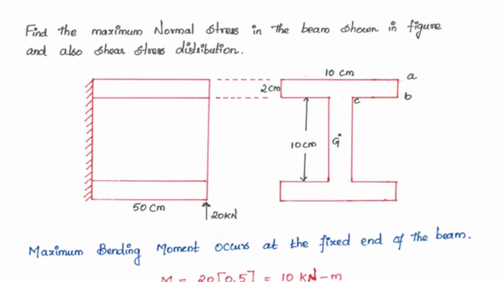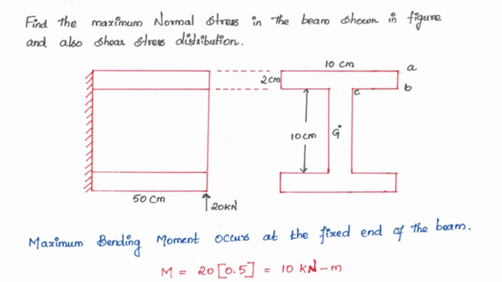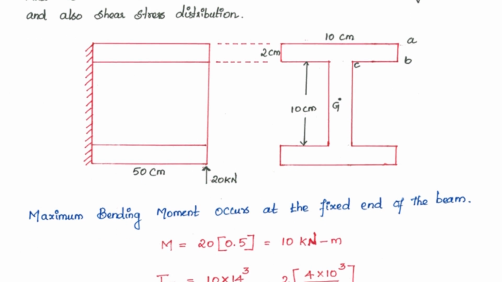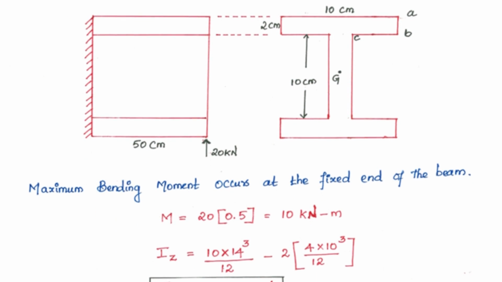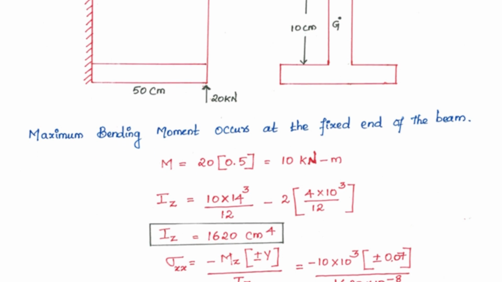There is a cantilever beam of length 50 centimeter, and a tip load of 20 kilonewton is applied. The cross section dimensions are shown here. The question is to find the maximum normal stress in the beam, that is the bending stress, and also the shear stress distribution. You know for a cantilever beam the bending moment is always maximum at the fixed end. So, I can write maximum bending moment equal to 20 into 0.5, you will get 10 kilonewton meter. Then it is very easy to calculate the second moment of inertia, that is 1620 centimeter power 4.